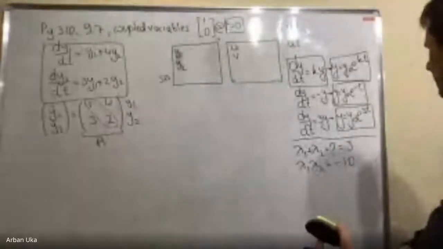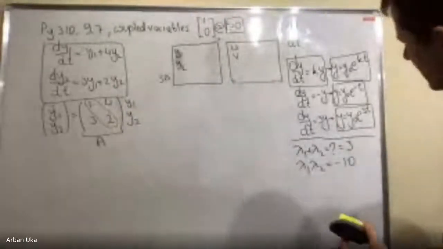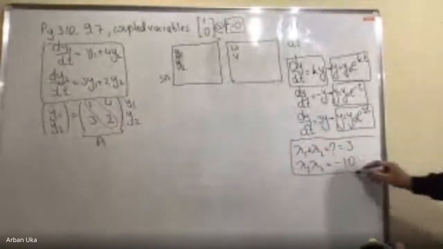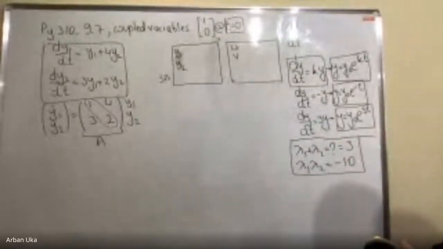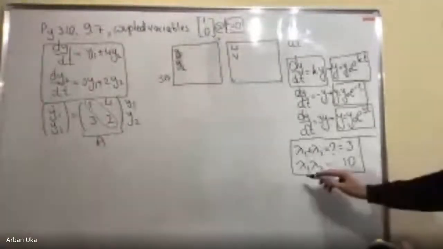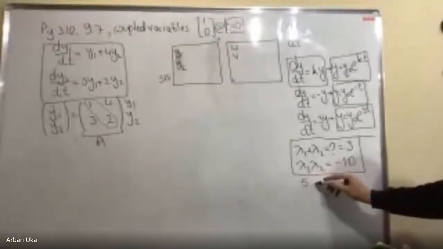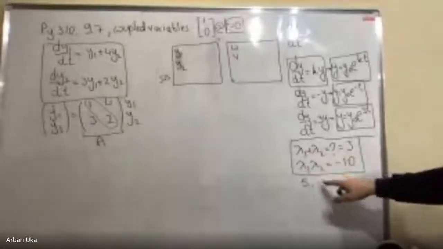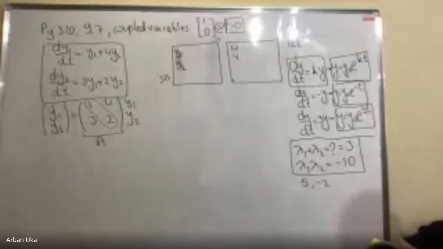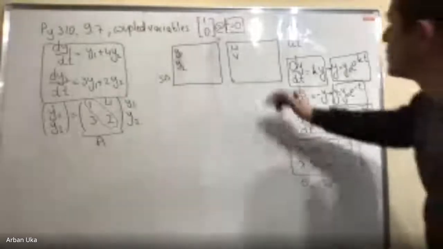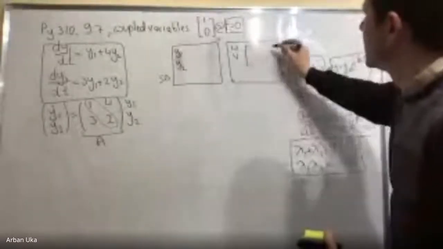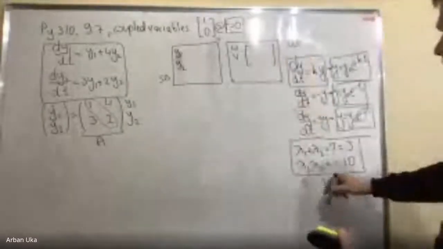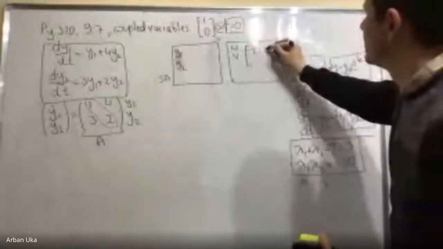This is minus 10. So if this is minus 10, then what could be a good pair of numbers which satisfy this condition? There could be 5 and minus 2, because 5 minus 2 is 3, and 5 times minus 2 is minus 10. That's good. So we found two lambdas. So we have lambda 1 is 5. So then we can write the diagonalized matrix, which is minus 2, 0, 0, 5.